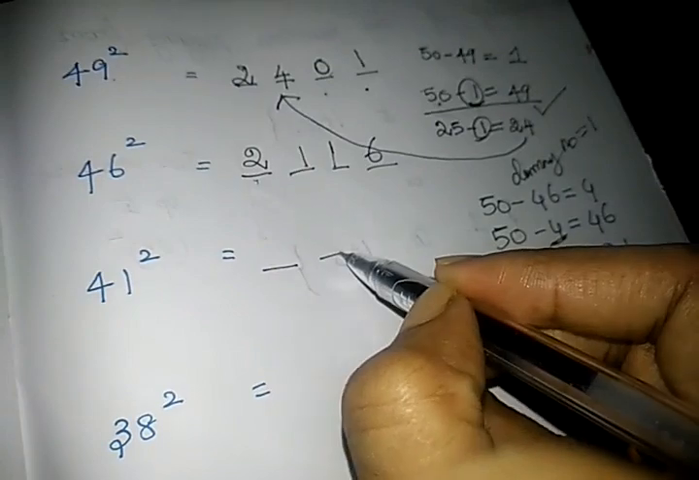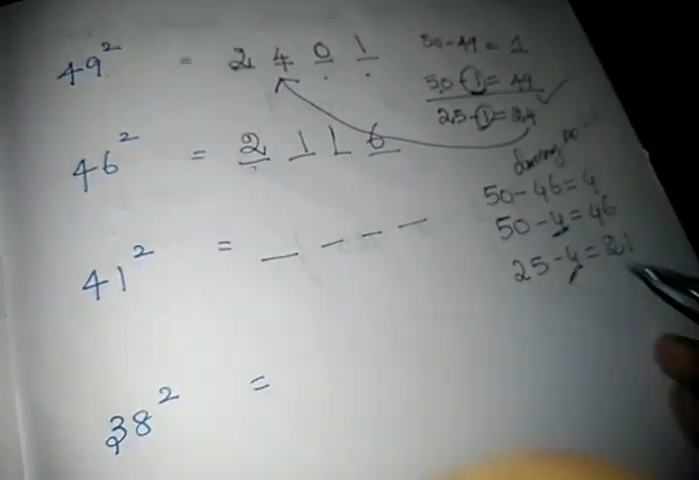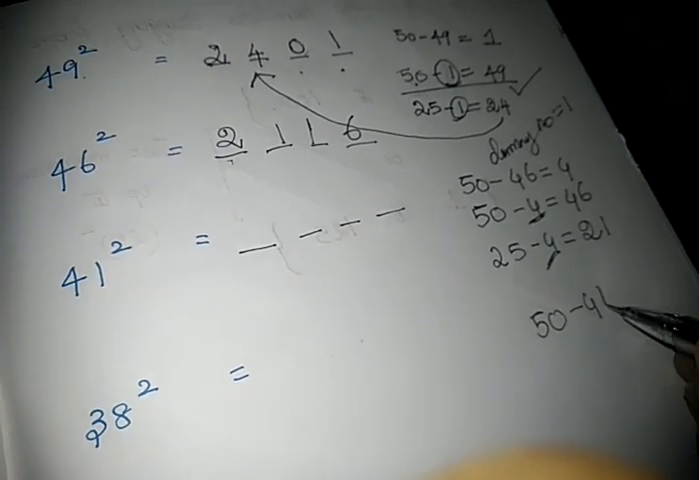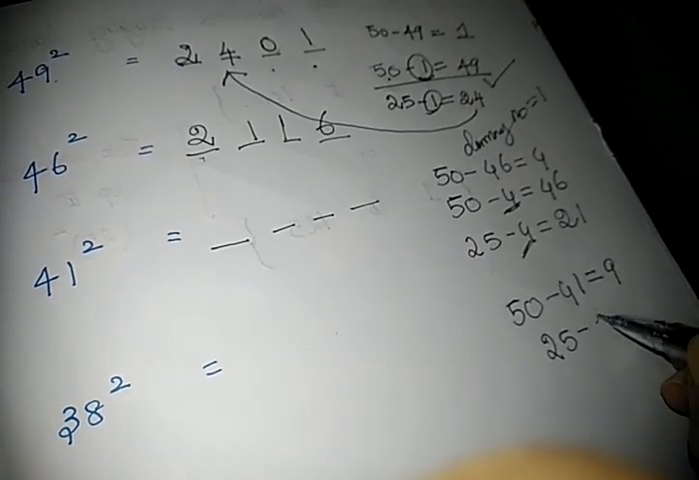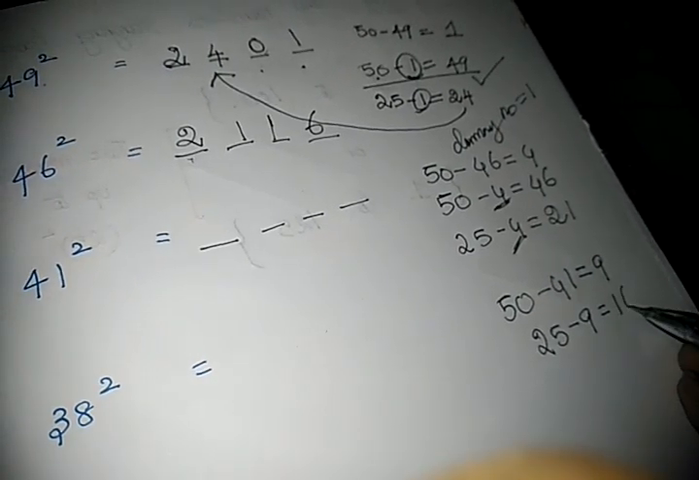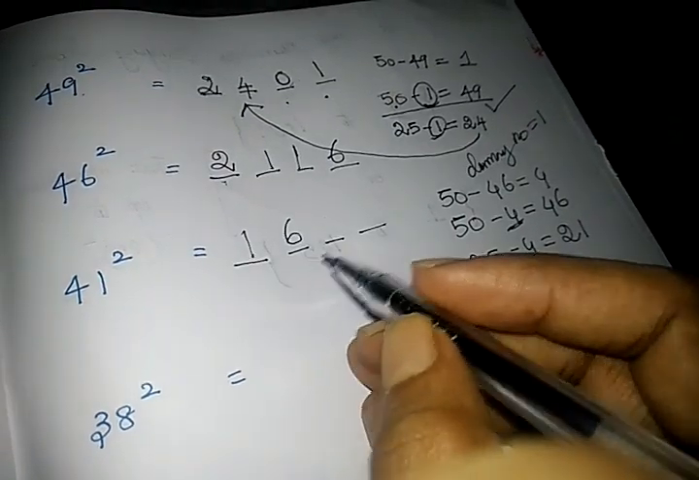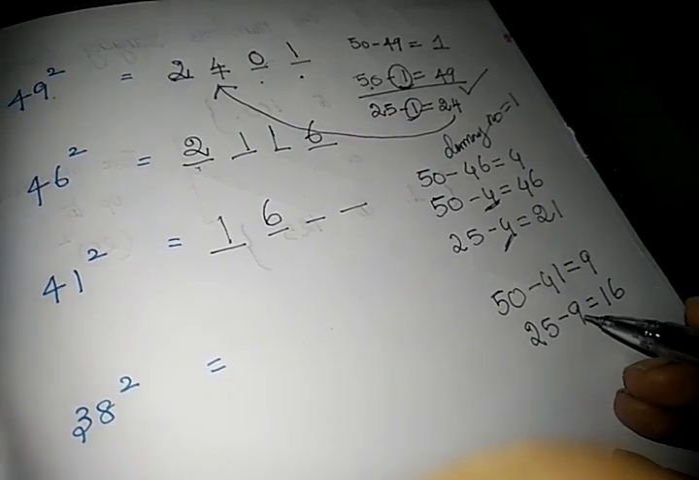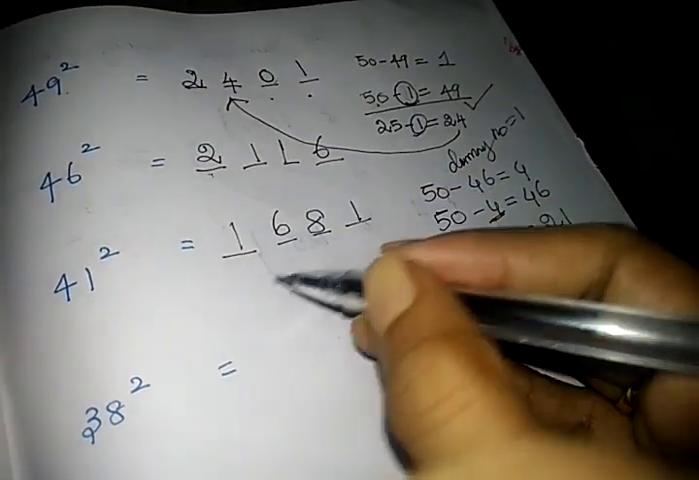Okay, next moving to the next sum. What is 41 square? 50 minus 41 is equal to 9. So 9 is to be subtracted from 25 directly. So 25 minus 9 is going to be 16. So 16 is to be accommodated in the first 2 places, and for the last 2 places, what is the repeated number? Dummy number is 9. So 9 square is 81 and that is the answer, 1681.